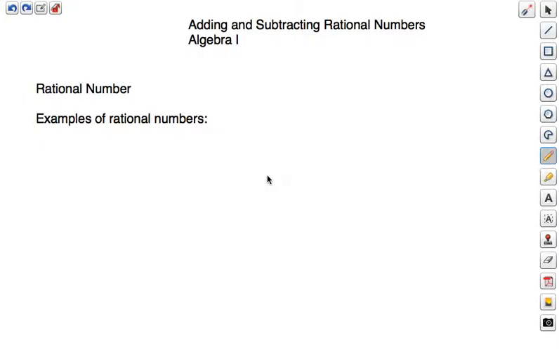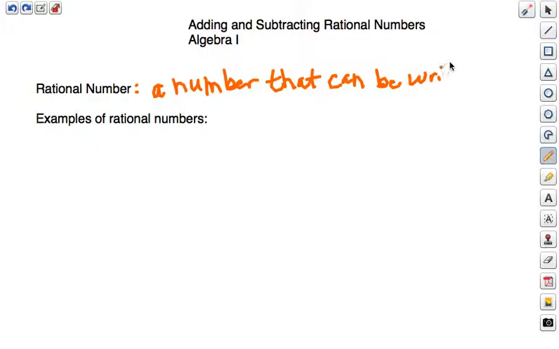Let's review how to add and subtract rational numbers. Before getting started, let's go ahead and define what a rational number is. So when we say rational number, what we mean is a number that can be written in fraction form. So a number that can be written in fraction form.